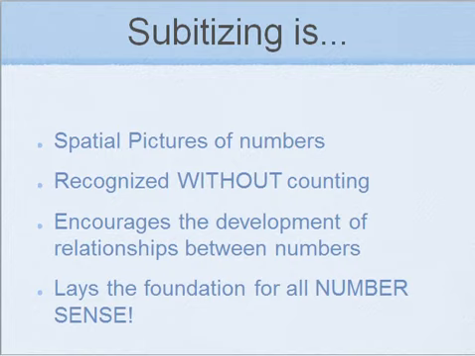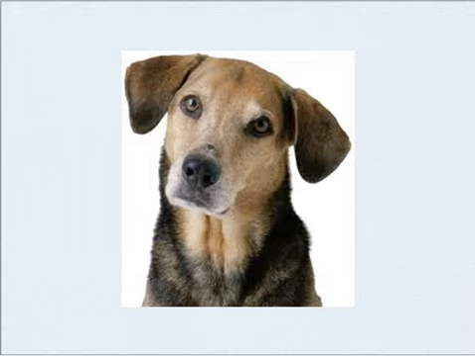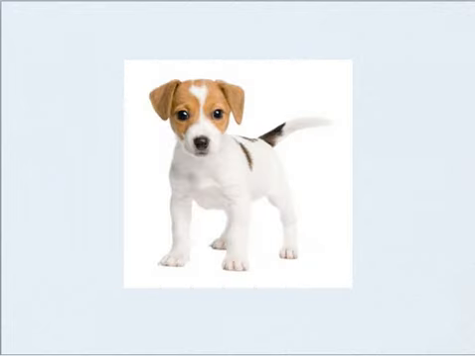Subitizing is spatial pictures, recognizing without counting, encouraging development of relationships between numbers. It lays a foundation for number sense. Subitizing is when we teach a child what a dog is. We point to this and we say dog, and later we see this, and again we say dog, or they say dog, and we say, oh no, it's a baby dog called a puppy.